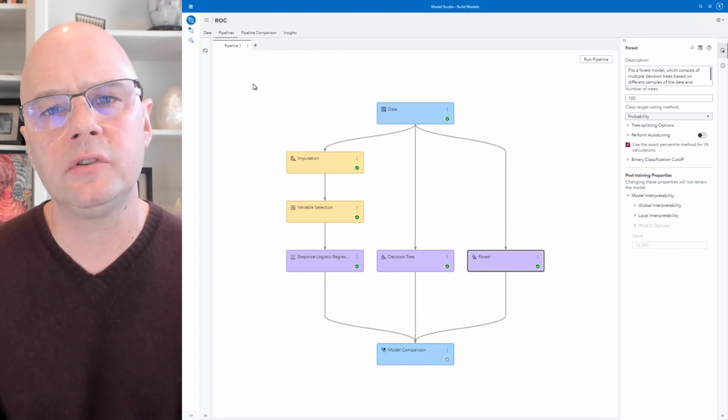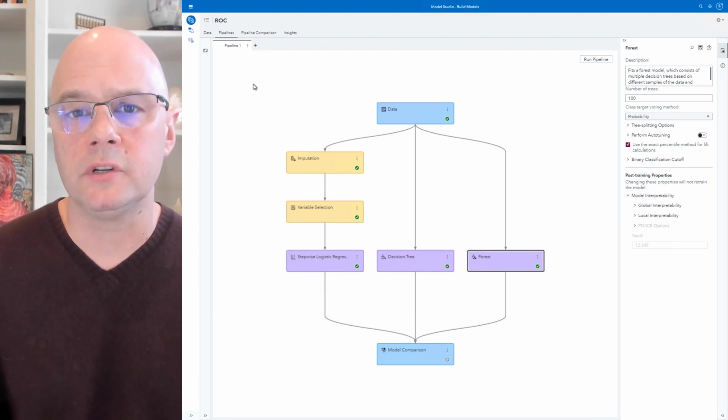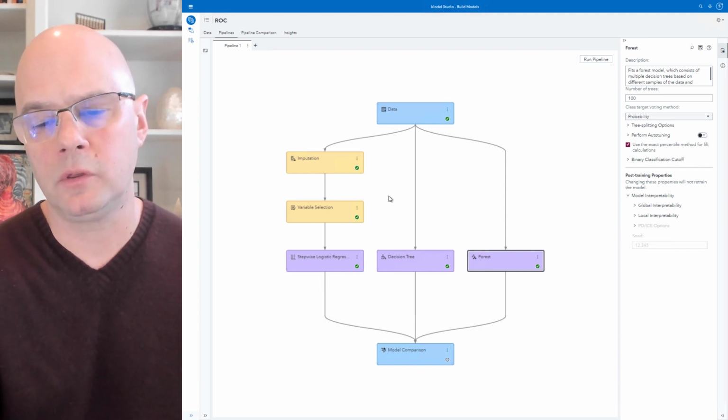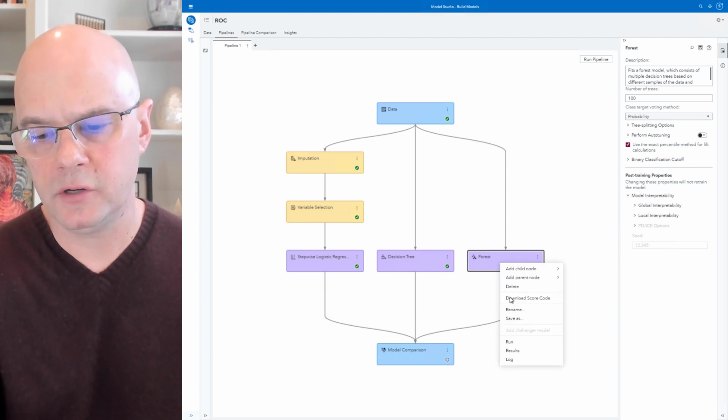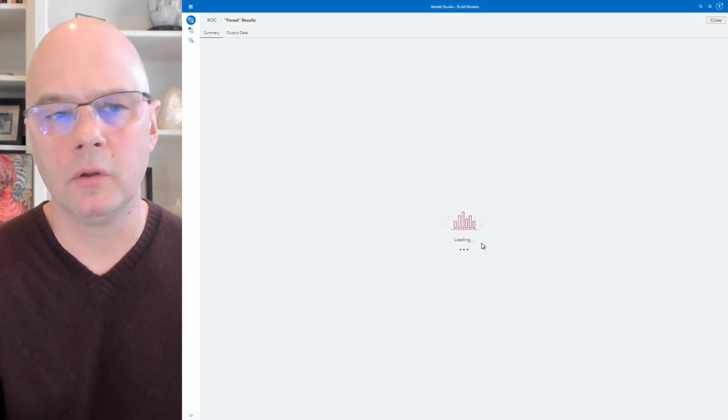Let's take a look at the ROC chart for just one of the models individually. I'll start with the forest. The node has already been run. Let me go to the results.